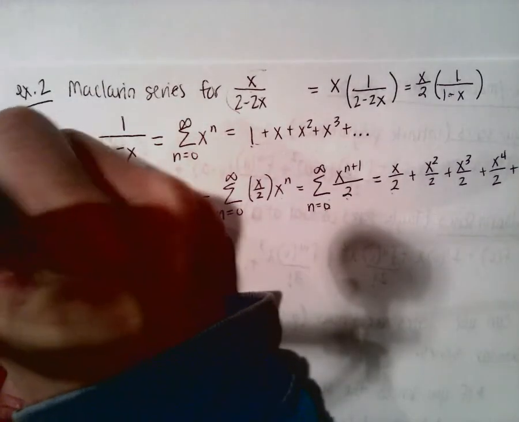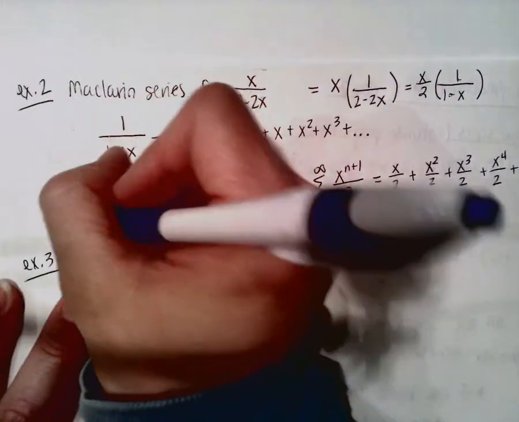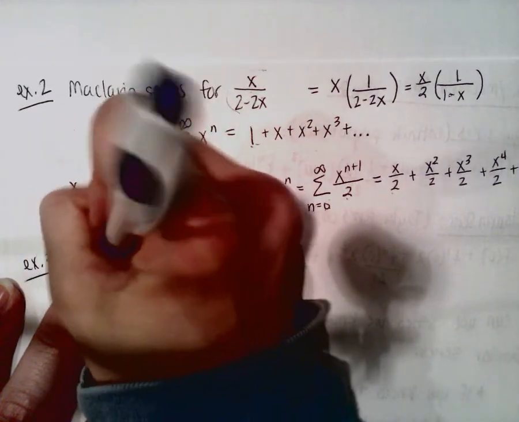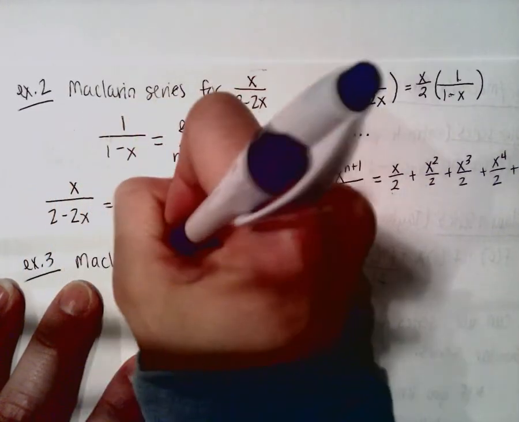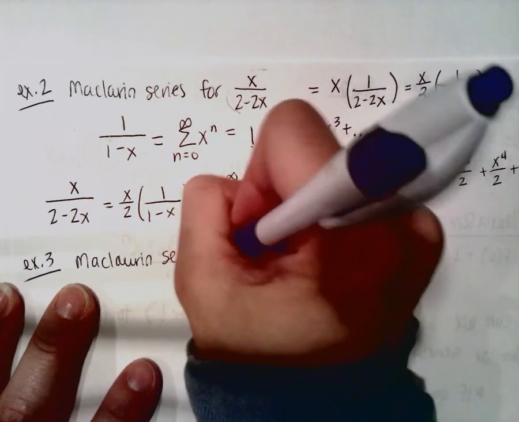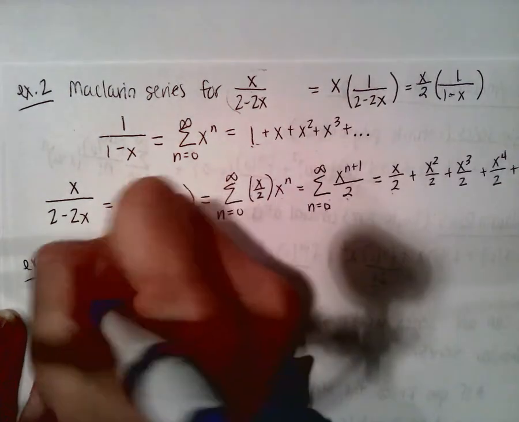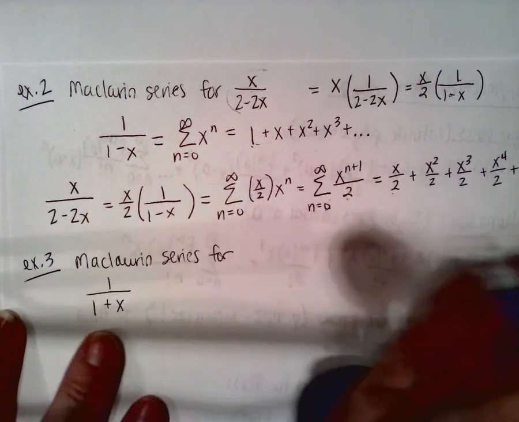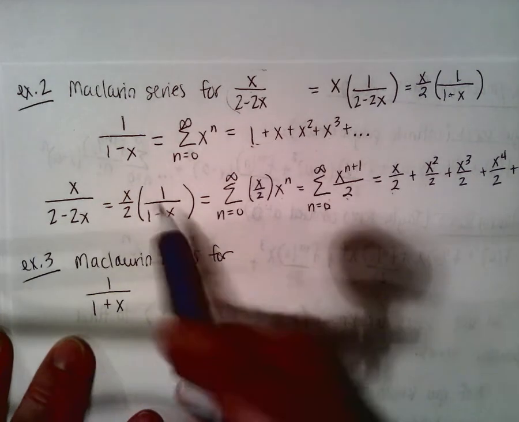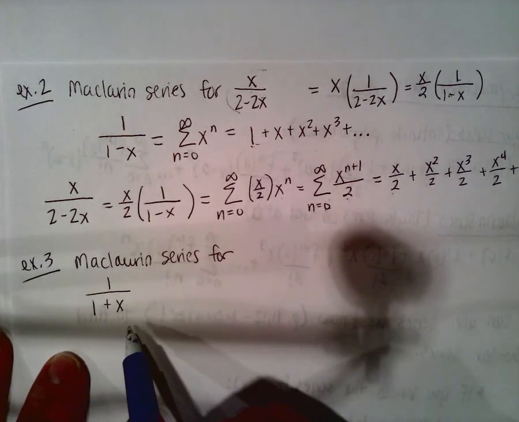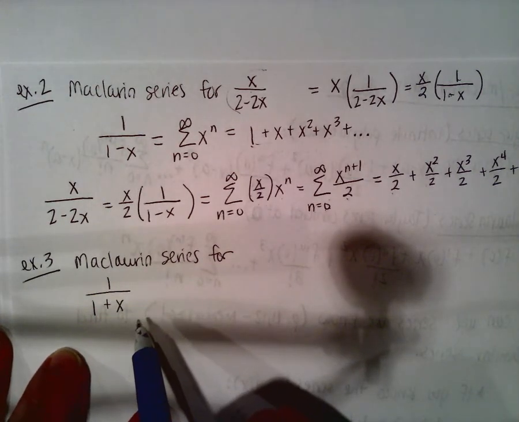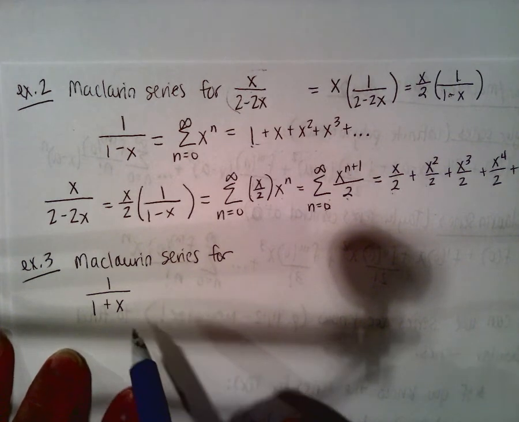Okay, let's try another one. So example 3, same direction: find the Maclaurin series for 1 over 1 plus x. So this is 1 over 1 minus x, and I want to find 1 over 1 plus x. There's actually a couple of ways to do this one.